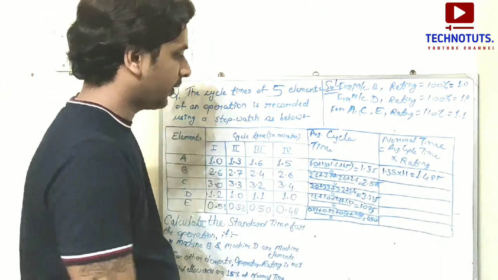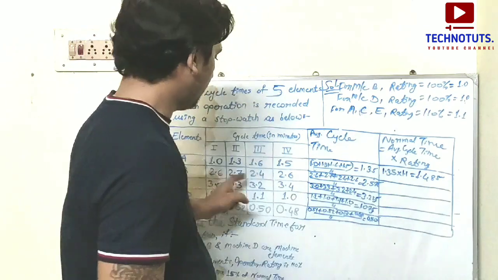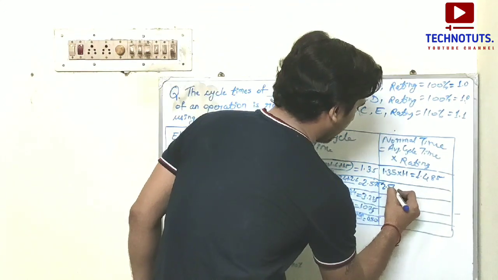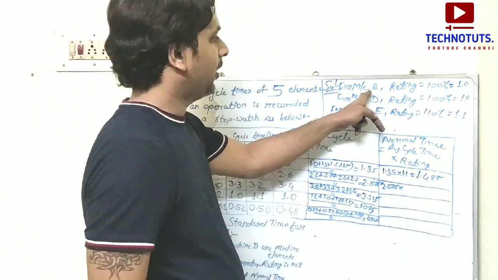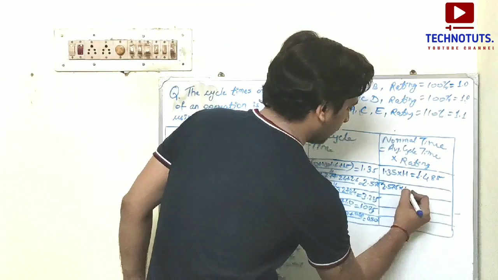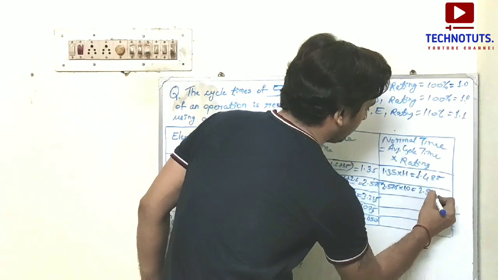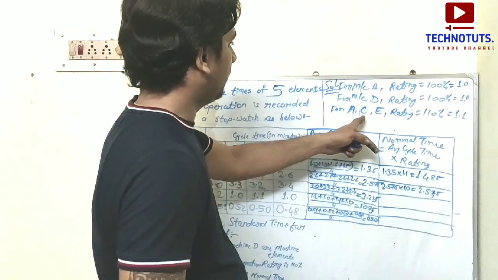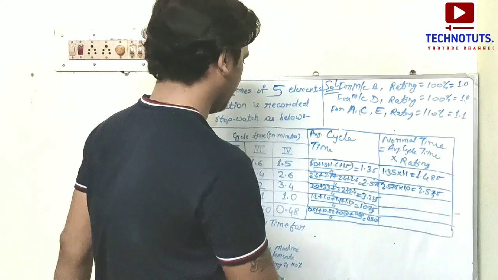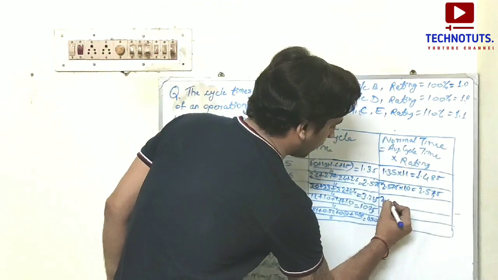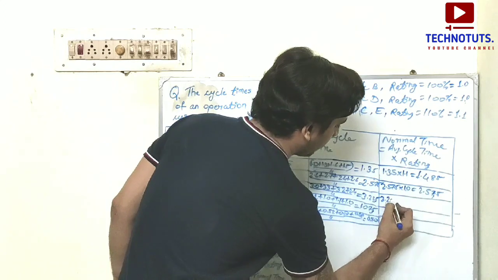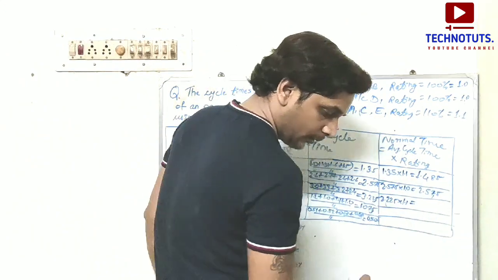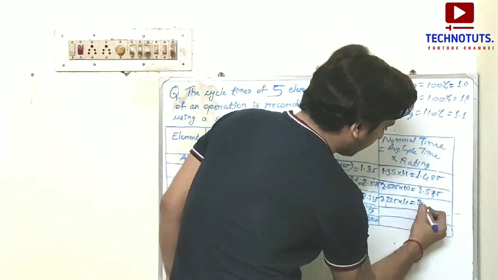Okay students, in a similar way, we will calculate the normal time for elements B, C, D and E also. So let us calculate for element number B. The average cycle time for element number B is 2.575. Let us note down here 2.575 into rating of B, which is 100%. So let us take 1.0, it will be 2.575. Now for element number C, rating is 1.1 and average cycle time is 3.225. So let us calculate normal time. 3.225 into 1.1 is equal to 3.5475.